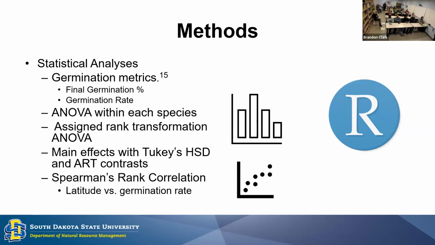And then lastly, to look at latitude and germination rate, I used a Spearman rank correlation test to see how well these two variables of latitude and germination rate correlated.